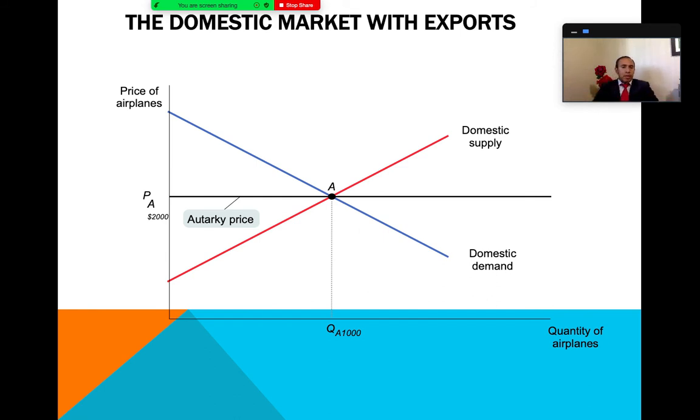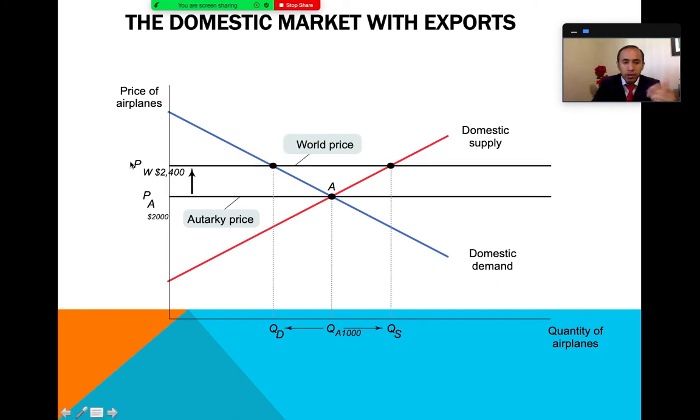And since the market is dominated by few multi-billion-dollar industries in the airplane sector, Boeing and Airbus and some others in Latin America and Brazil, they can really benefit from selling their airplanes not only to domestic airlines or domestic consumers, but also to all of the Americas, to all over the world at a higher price. So if they can get a higher world price, if they open the economy to everyone, the price in the world for Boeing airplanes is going to be, in this case, $2,400 rather than $2,000.